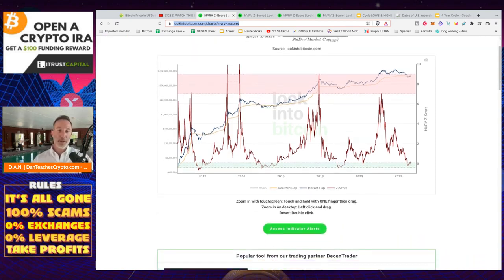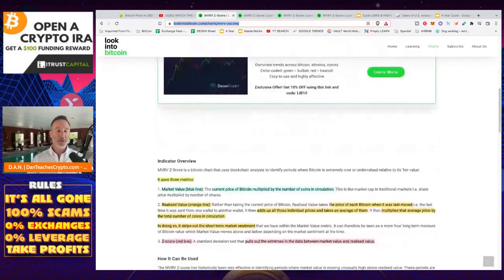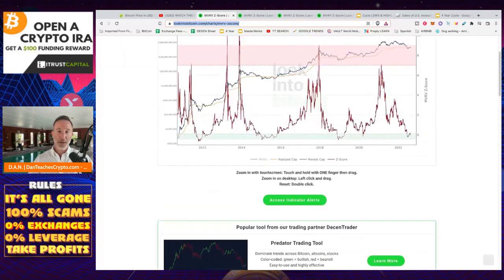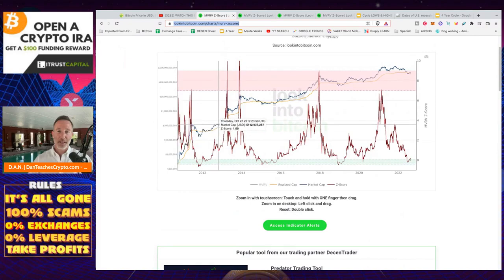So to talk about this, what is an MVRV score? Well, it uses three metrics: the market value, which is the blue line, which is the current price of Bitcoin multiplied by the number of coins in circulation. Very simple. We can see it's right there, this blue line as it goes up.